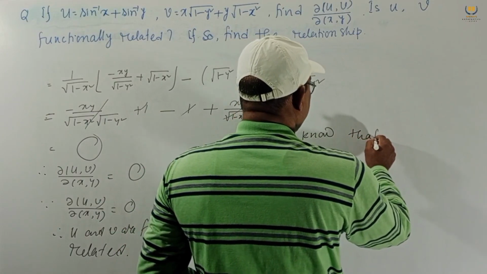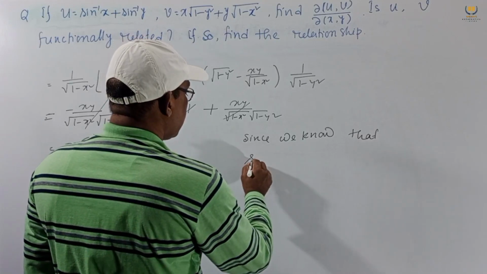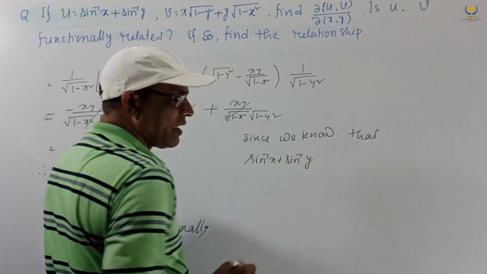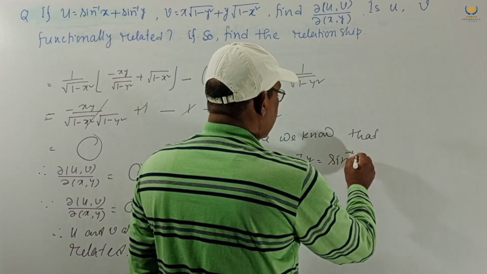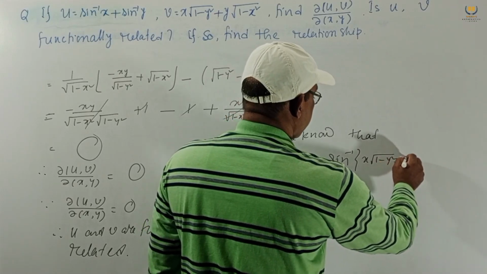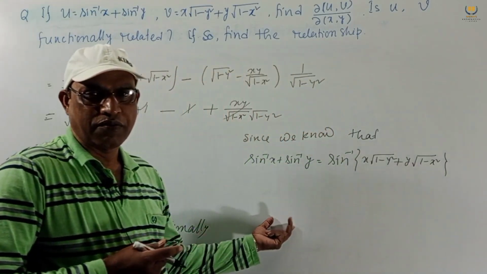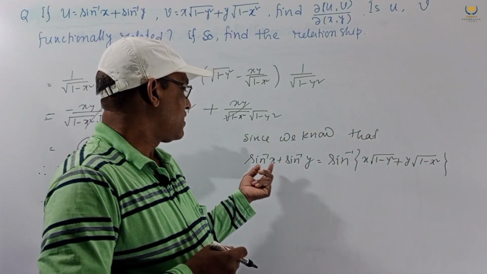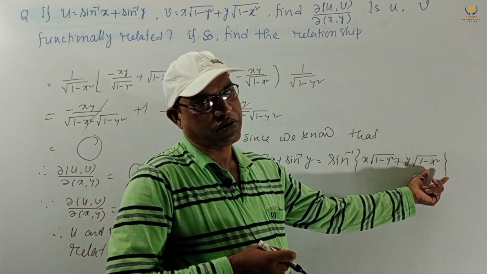by the inverse trigonometric function, we know sin inverse x plus sin inverse y equals sin inverse of x into root over 1 minus y square plus y into root over 1 minus x square. We know this formula from HS second year.